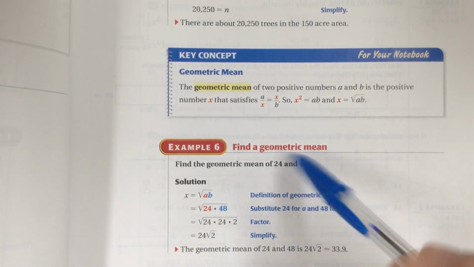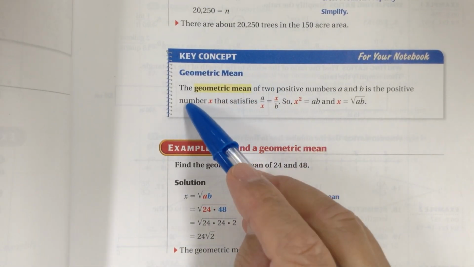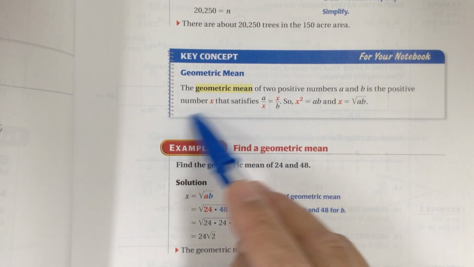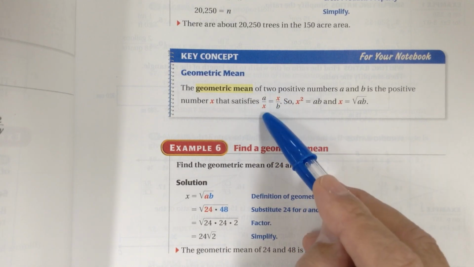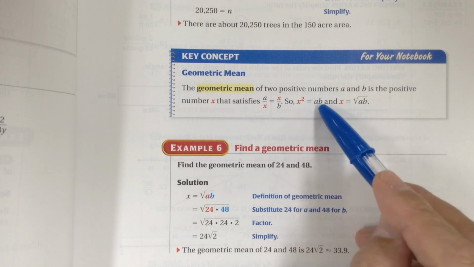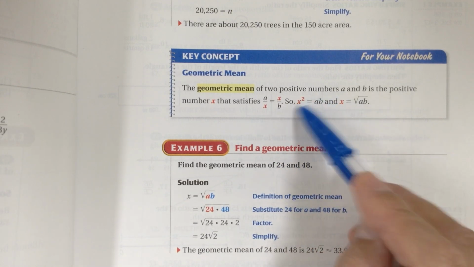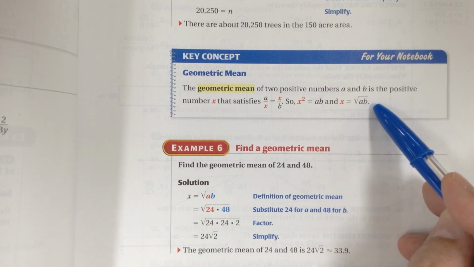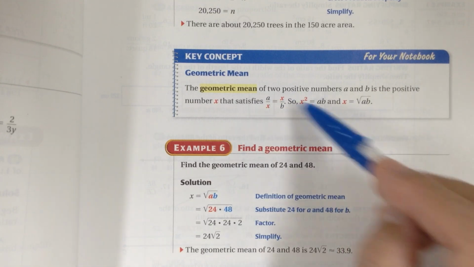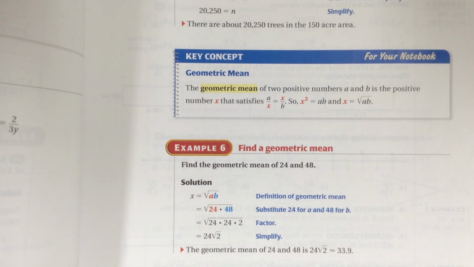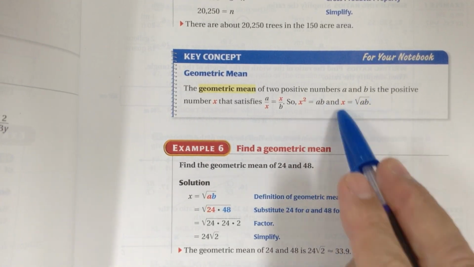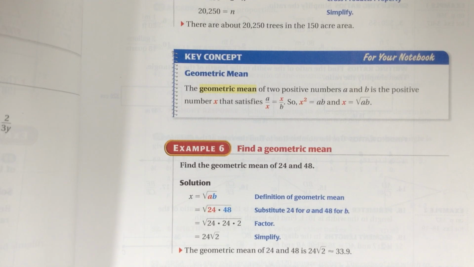Next, let's go over geometric mean. The geometric mean of the two positive numbers a and b is the positive number x that satisfies a over x equal to x over b. So when you cross multiply, you get x squared equal to ab, and you take the square root, you get x equal to square root of ab. You can think of x as a number between a and b, but it's geometric. So make sure you know this formula, because you're going to need that.